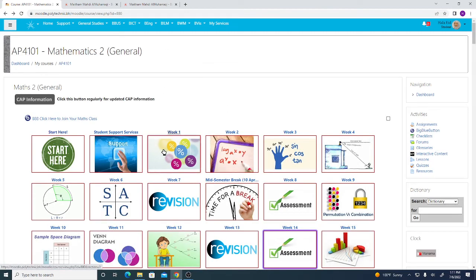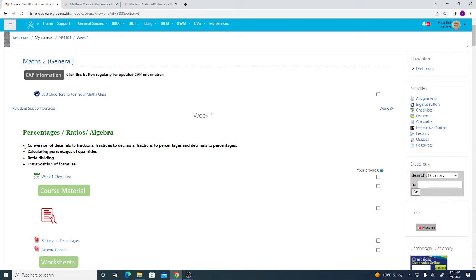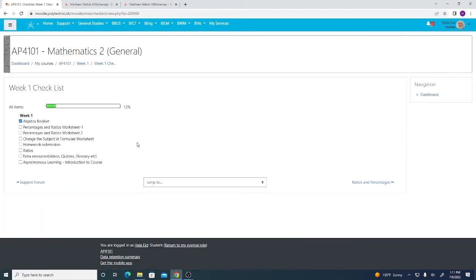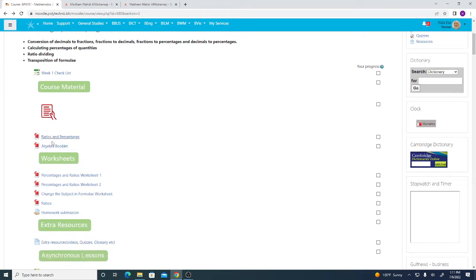As for the weeks, let's start with week number 1. We usually start the week with a list of the topics that we're going to be teaching during each week. I've added also a checklist for the students to keep track of what they've been working on and what they need to work on, and this is also good for the tutors to check to see who's been accessing the different resources. We've got here course material, usually in terms of booklets or slides.